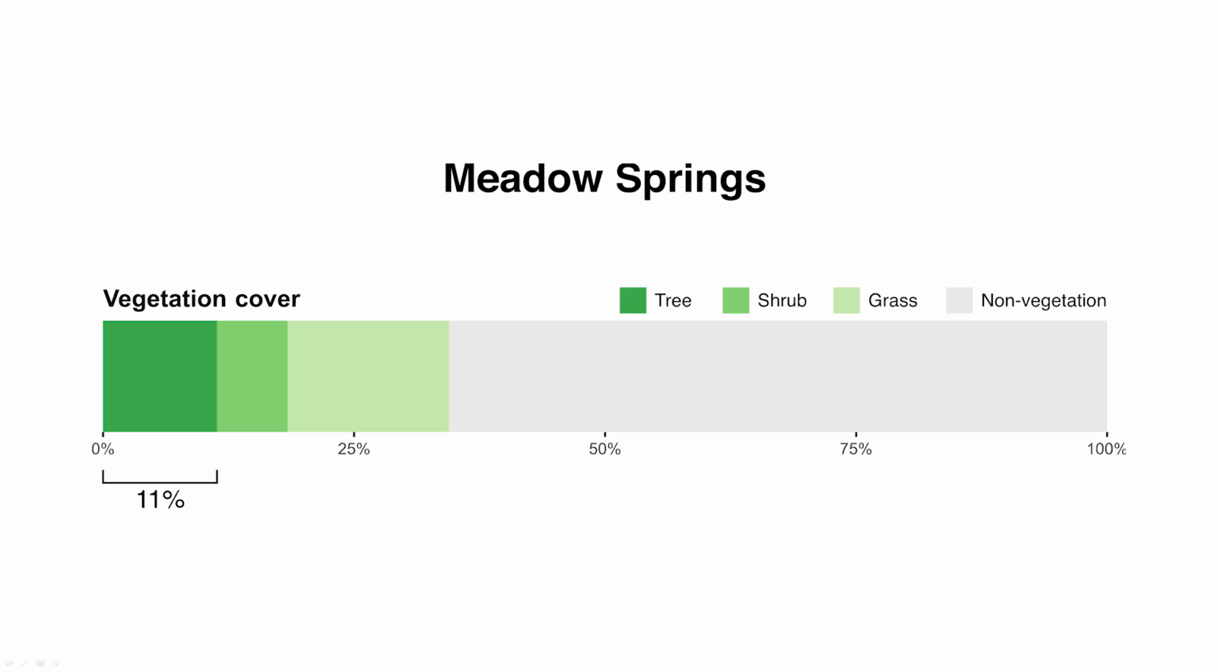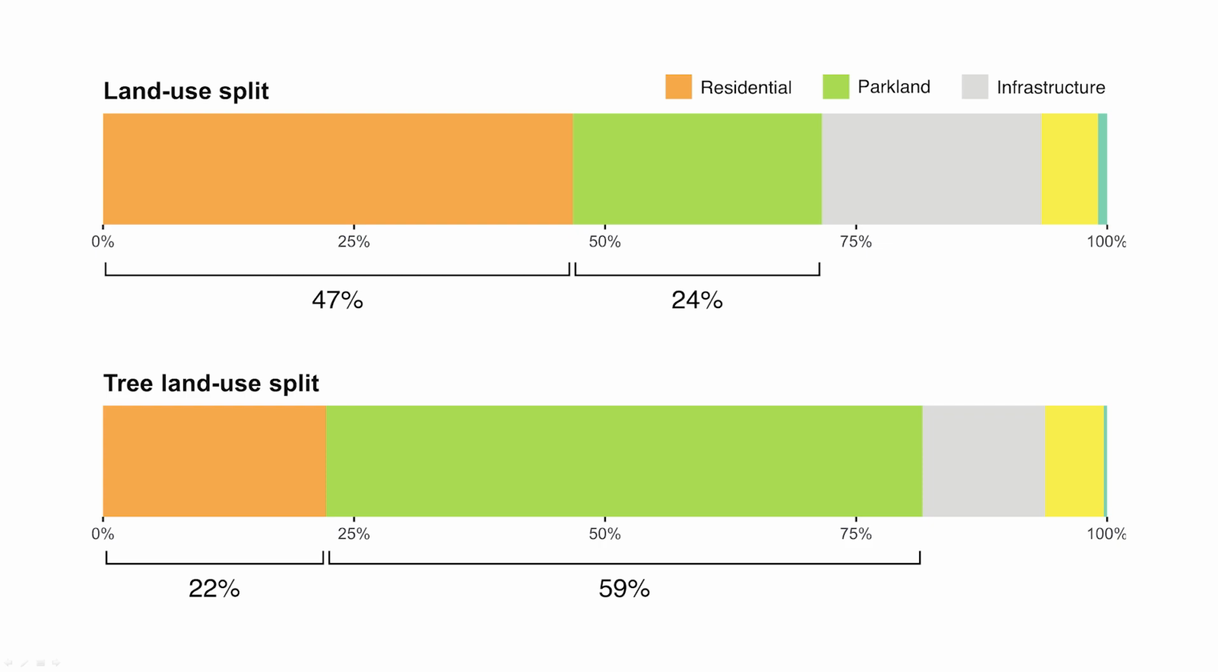Here we have 11% tree canopy. That's half what we had in Nedlands. If we look at the land uses, it's 47% residential, somewhat similar, and a slightly larger 24% parkland. But take a look at how that tree canopy is distributed. Despite residential land accounting for nearly half of the suburb's area, it holds just 1/5 of the tree canopy. Whereas parkland, which made up nearly 1/4 of the suburb's area, holds almost 60%.